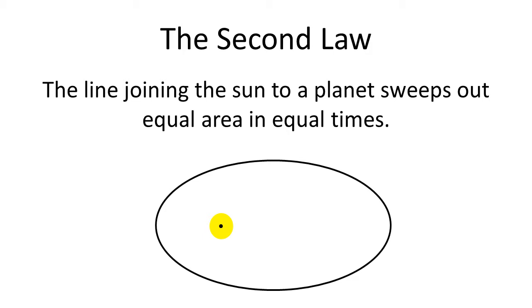Kepler's second law states that the line joining the Sun to a planet sweeps out equal areas in equal times. To illustrate this, if the time it takes a planet to move from position A to position B is equal to the time it takes a planet to move from position C to position D, then the first area must be equal to the second area.